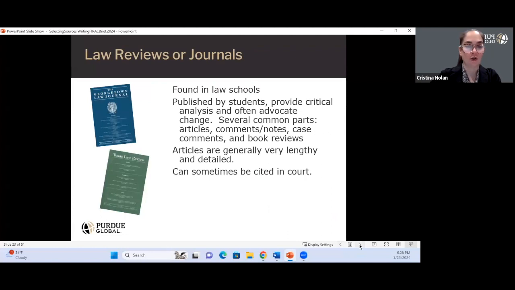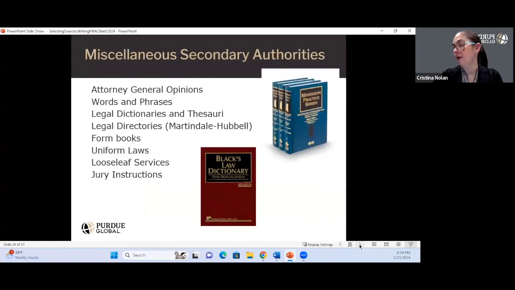Law reviews or journals. These are found by, yes, site, the Emmanuel. Yes, forgot about that. These are published by students, provide critical analysis, and often advocate change. So students have a lot more time to write, and they can let them do the research for us. We'll just reap the benefits of them spending hours and hours trying to improve their resumes and position in their law school by being on the law review. Well, we're going to benefit from that and use their articles as part of our research to support our arguments. They can sometimes be cited in court even.